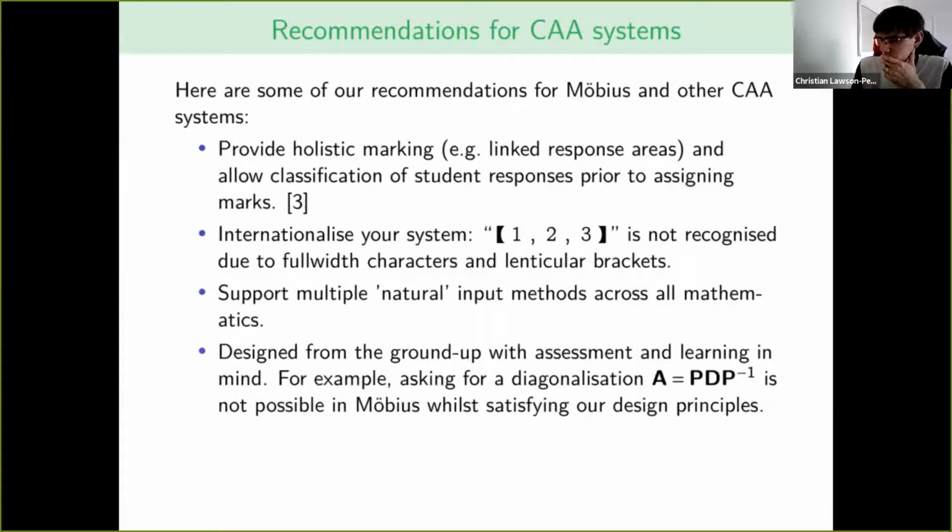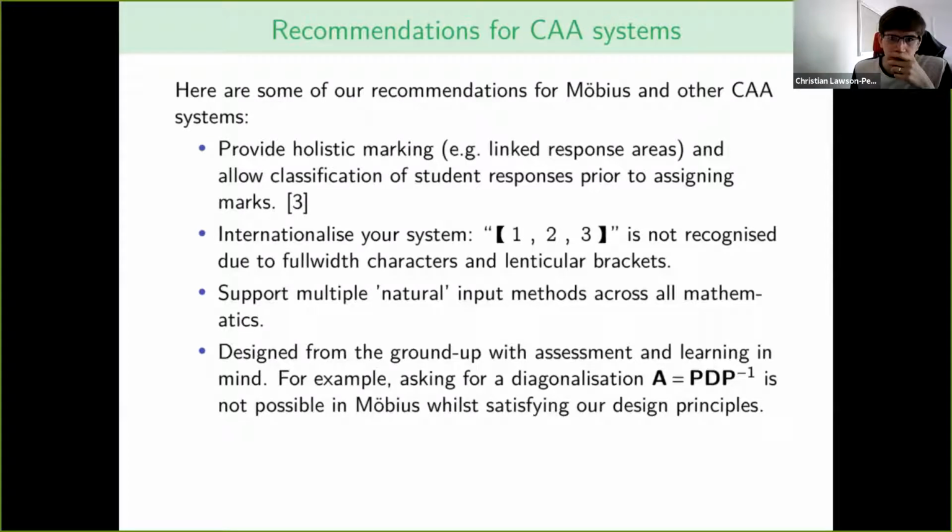Finally, computer-aided assessment systems need to be designed from the ground up with assessment and learning in mind, including the computer algebra system that runs in the background. Currently, Maple oversimplifies students' input, so as a particular example, it is currently not possible to ask for a diagonalization of a square matrix A that is written by the student in the form P times D times P inverse, where the student is actually inputting the 2D notation for P and D. If we use the 2D math input, then their response gets calculated and will simply return the original matrix to the grading code. That's if the student has got the question correct.